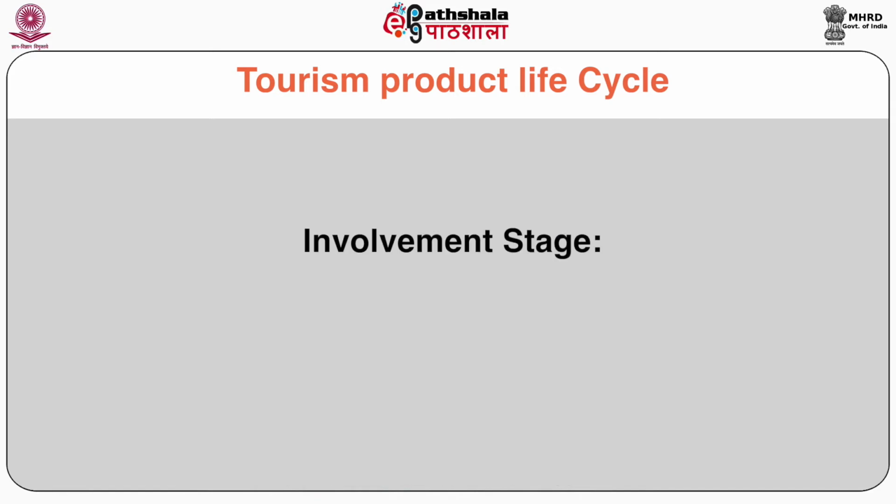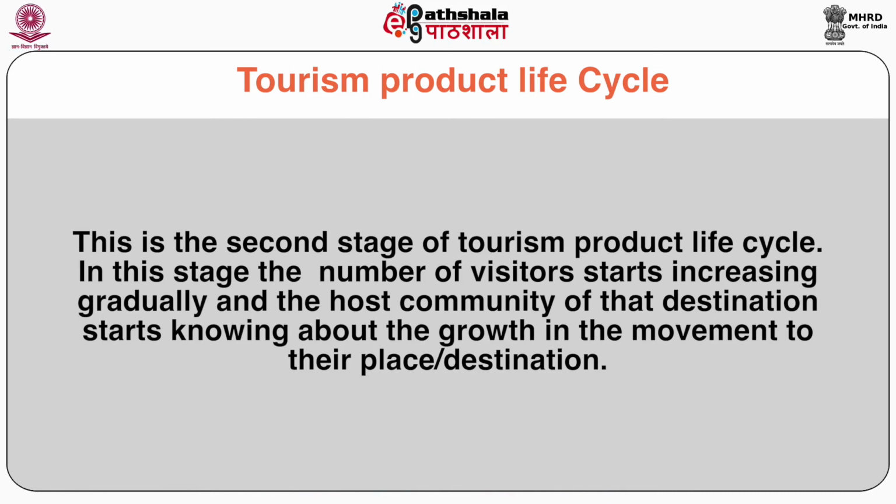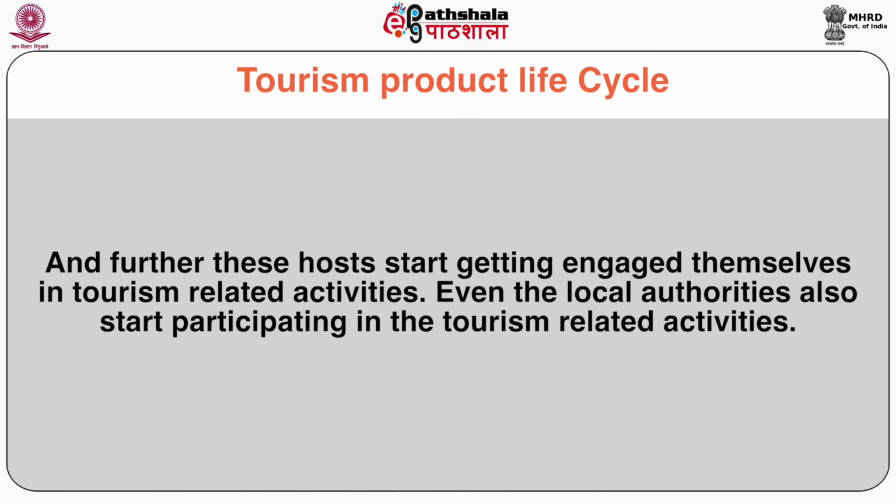The next stage is the involvement stage. This is the second stage of the tourism product life cycle. In this stage, the number of visitors starts increasing gradually, and the host community of that destination starts knowing about the growth in the movement to their place or destination. Further, these hosts start getting engaged in tourism related activities. Even the local authorities also start participating in tourism related activities.